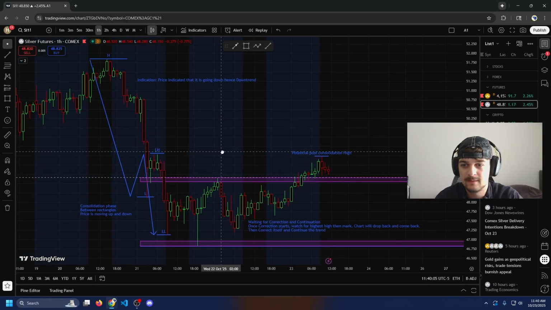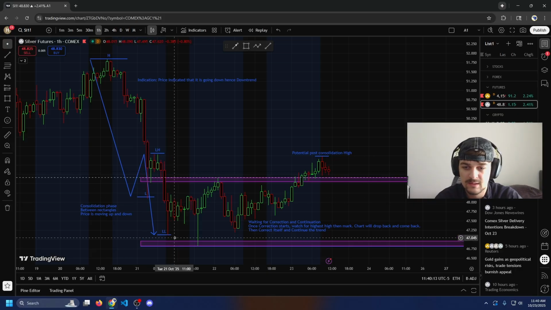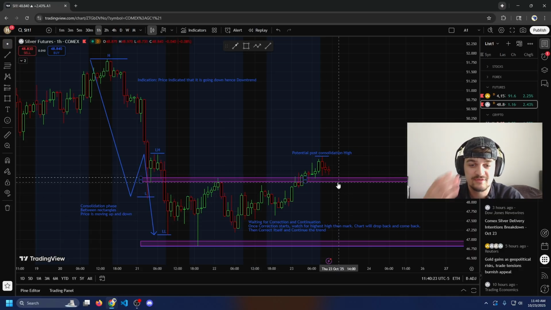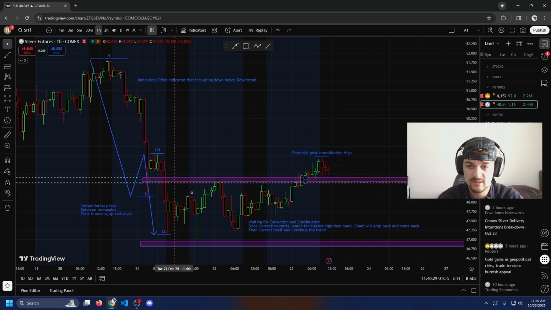I marked out a high, I marked out the low, and then there was a lower high and then a lower low. Then it was just a lot of consolidation right here in this area on the 1 hour. Due to this consolidation, that's where I think the consolidation phase is, and that's where I marked it, in between these two purple boxes.